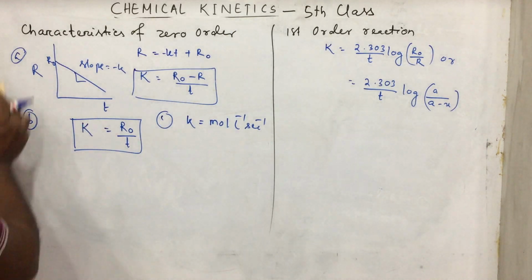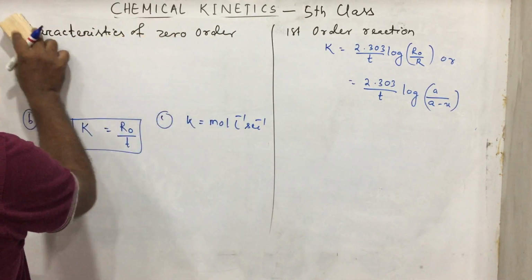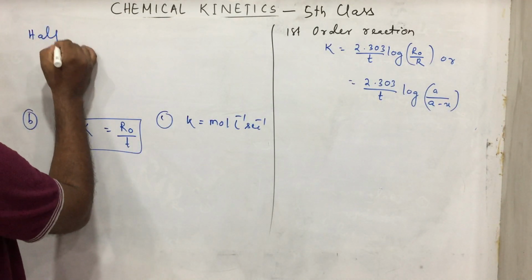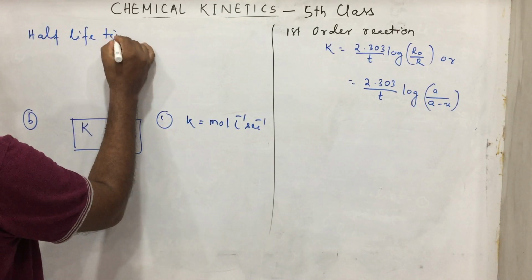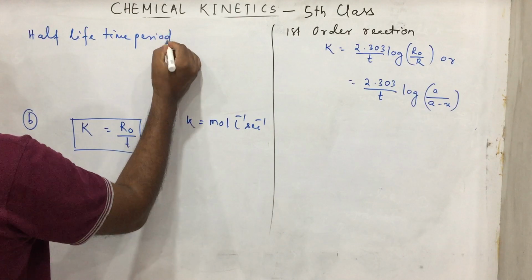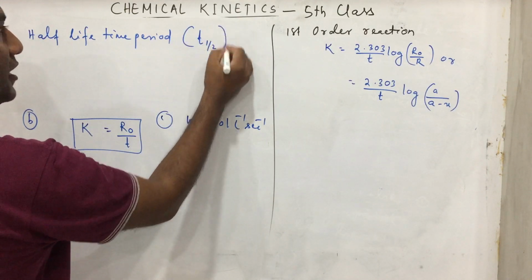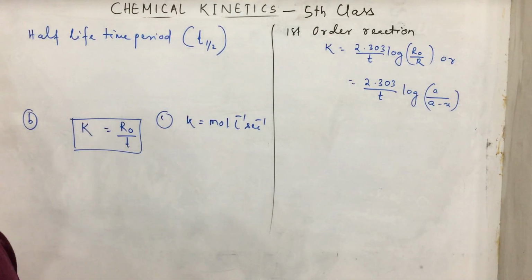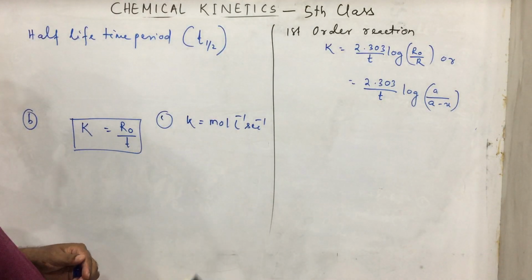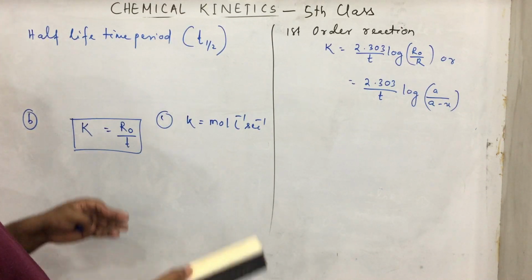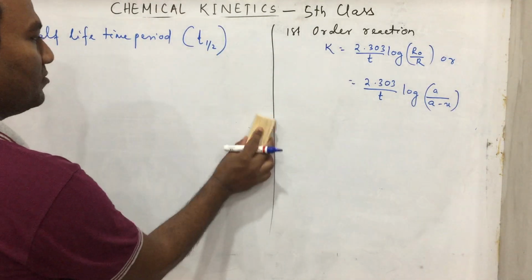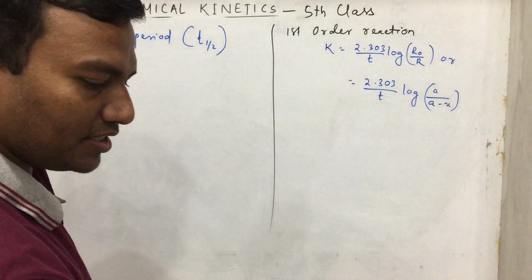Clear? Then another characteristic is called half-life time period. The symbol is t half, not t 1 by 2. The subscript is half. What is the meaning of half-life time period? Half-life time period means the time period in which the concentration reduces to half of the initial concentration.